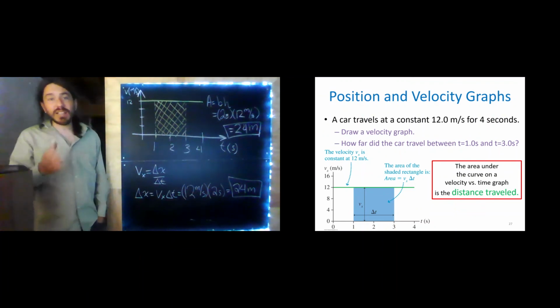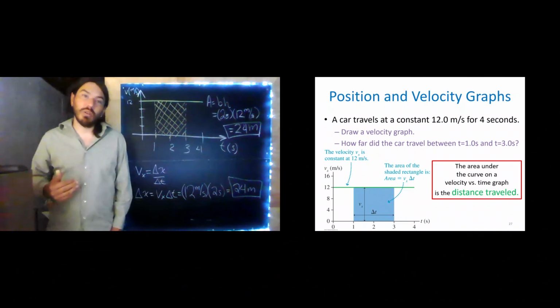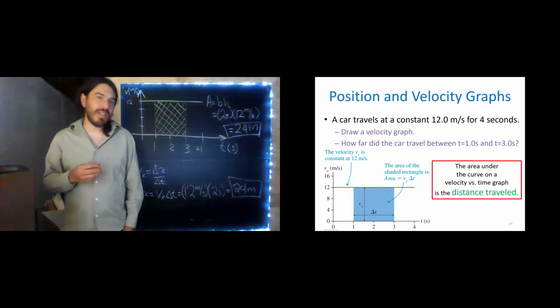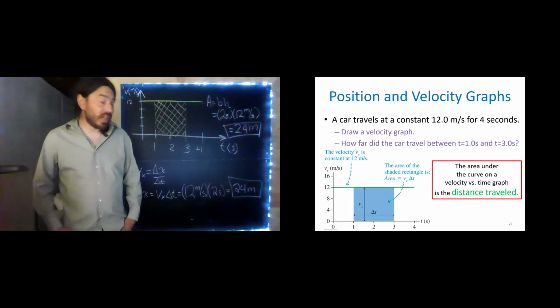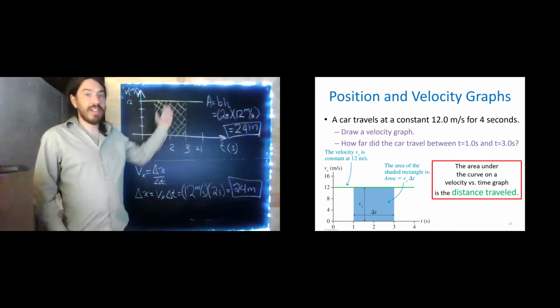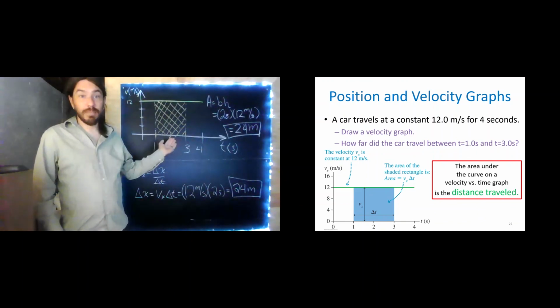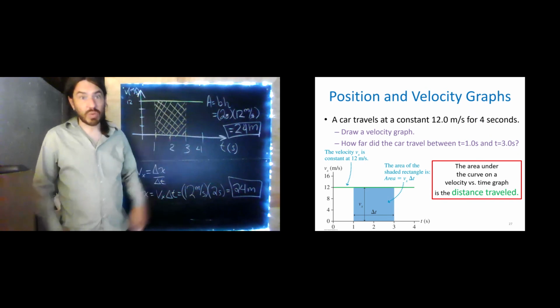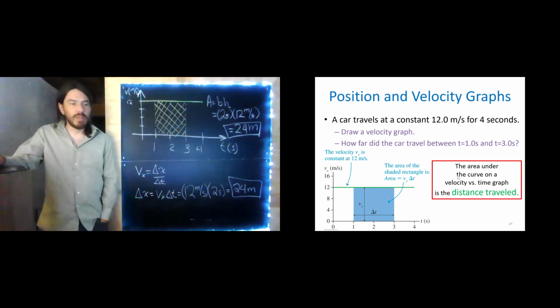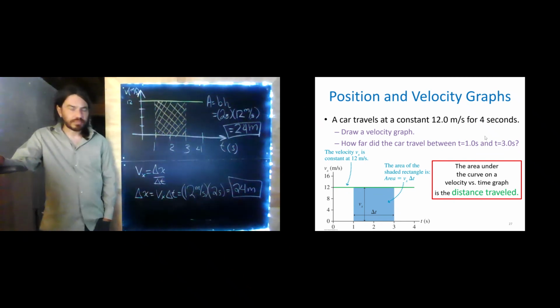So we can get a velocity graph by looking at the slope. The slope of a position graph is the velocity. But if we have the velocity graph, we can figure out the distance traveled by finding the area under the curve. And what do I mean by the area under the curve? I mean the area that is between the graph and the x-axis. That's what I mean by that. The area between the curve and the x-axis. That's what I mean by the area under the curve.